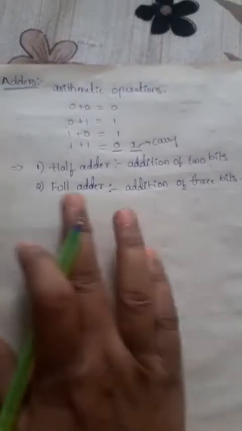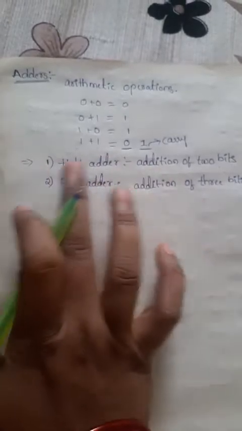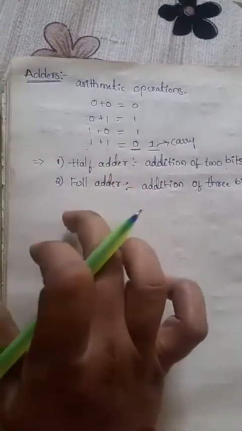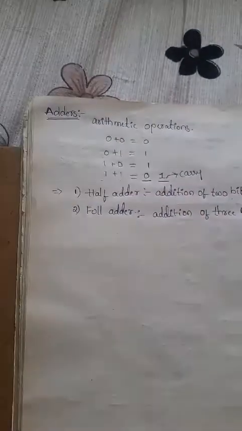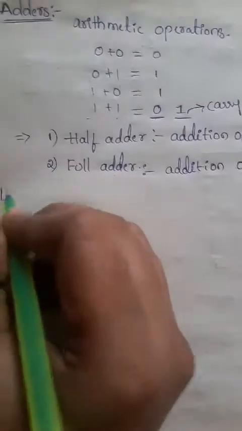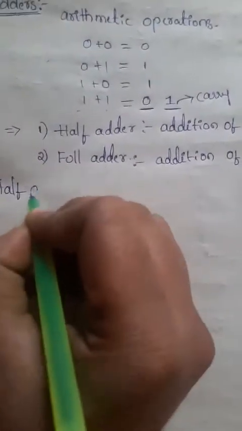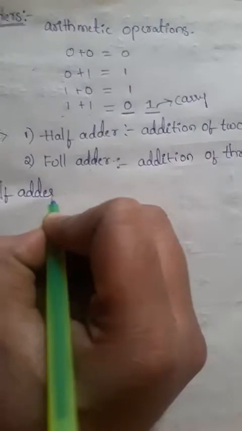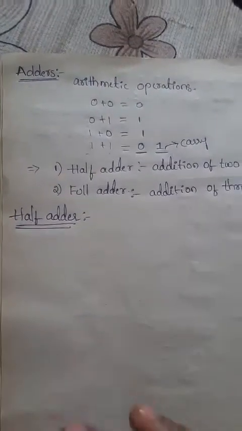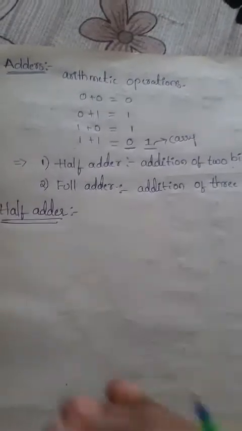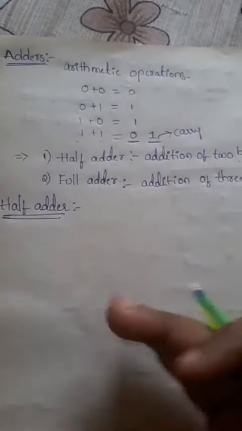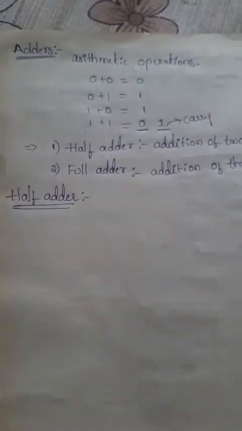Now first we will talk about the half adder, and after that we'll go for the full adder. First we'll see what is meant by half adder, what is its output operation, how many inputs it has and how many outputs it generates, and what is the logic diagram for this half adder. Now we'll discuss all those things.